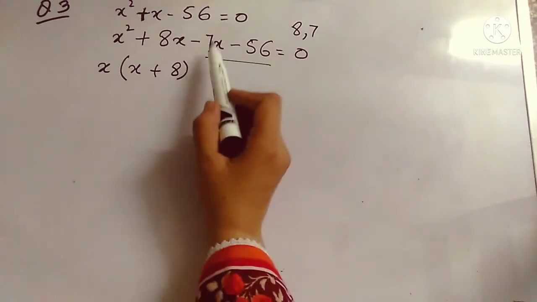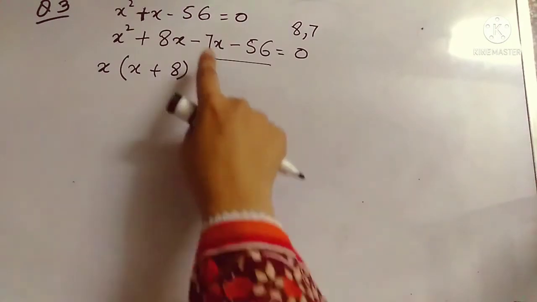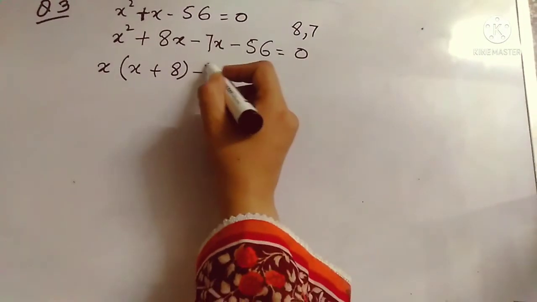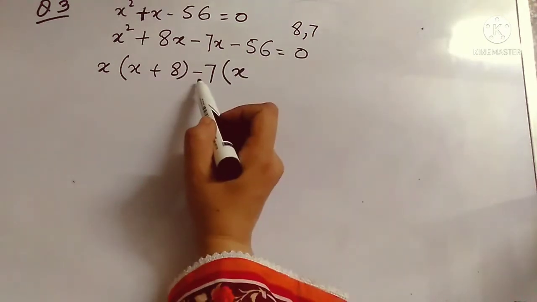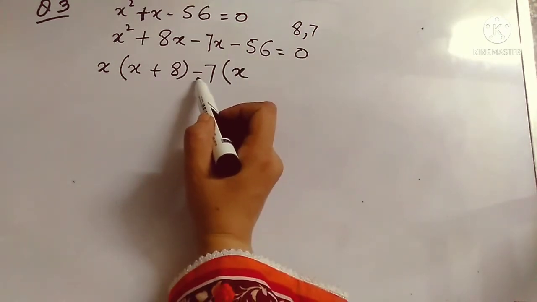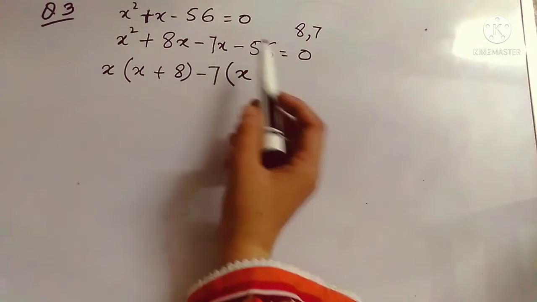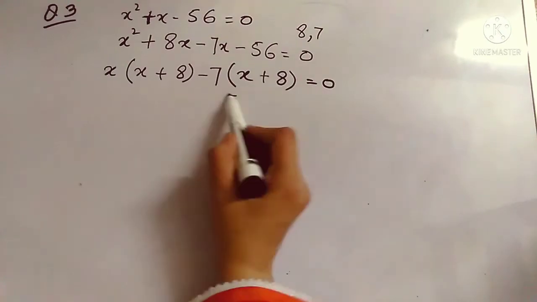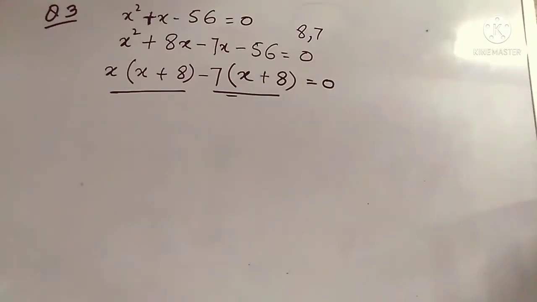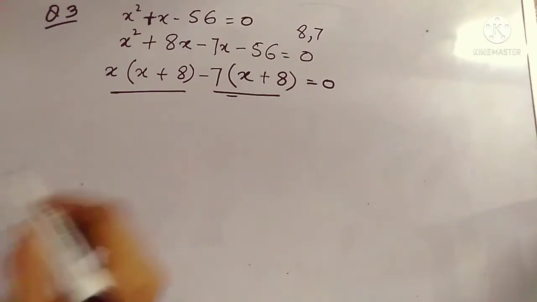From these two terms, as you can see that 7 and 56, both numbers are divisible by 7. So you can take 7 common. So x, and 7 8s are 56. As you are taking minus common, when you take minus common, the sign inside the bracket will be changed. So this will become plus. 7 8s are 56. Now from this term and this term, you can see that x plus 8 is present. So you can take x plus 8 common.